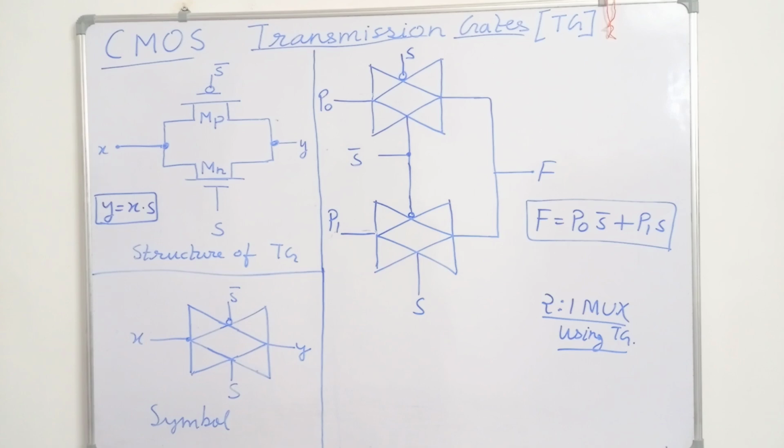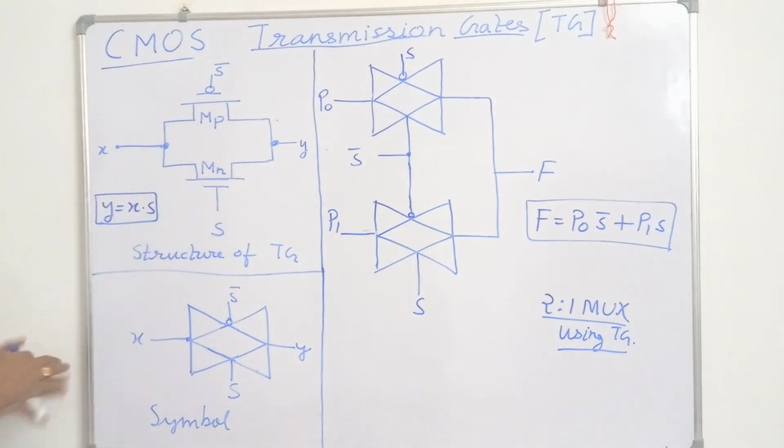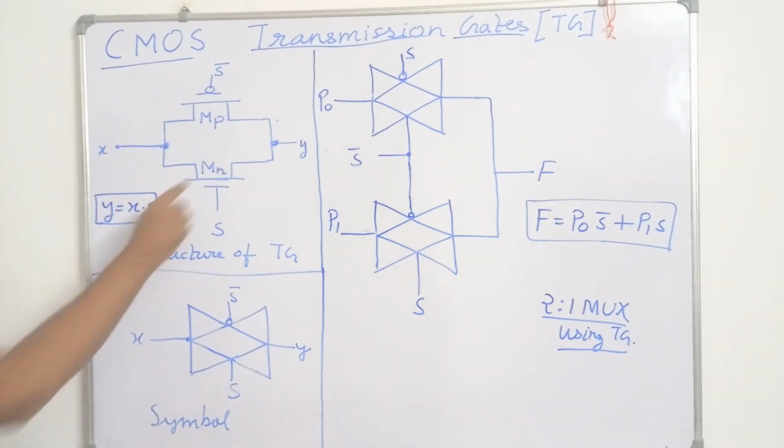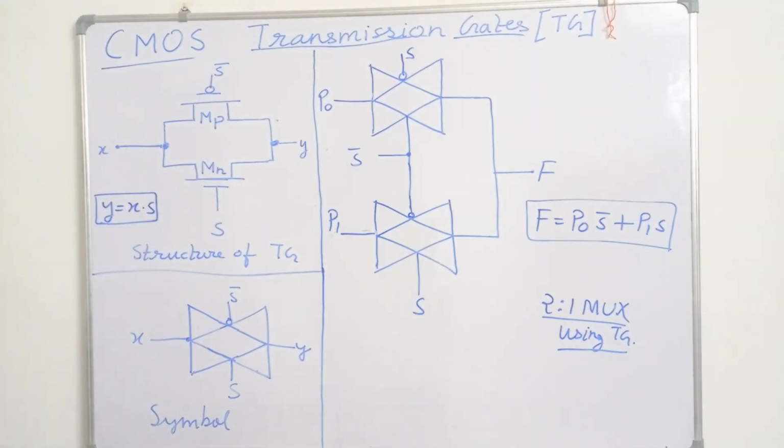Transmission gates based on CMOS circuits are created by connecting a PMOS and an NMOS in parallel. You can see this is a transmission gate. This is the NMOS transistor MN and this is the PMOS transistor MP. So the transmission gates of CMOS circuits are created by connecting NMOS and PMOS in parallel.